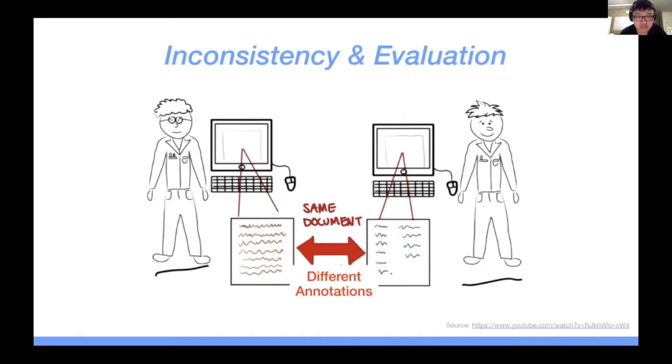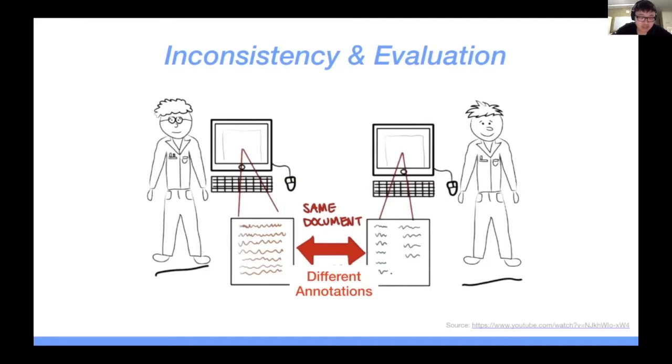Crowdsourcing is very nice, but in the educational domain, we have very high inconsistency issues. Usually, if you give a picture and ask the crowd worker to annotate whether it's a cat or a dog, you will get a very consistent result, right?